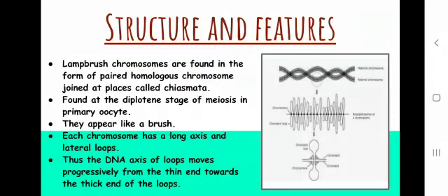Now, structure and features of lampbrush chromosomes. Lampbrush chromosomes are found in the form of paired homologous chromosomes joined at places, and these places are called chiasmata, found at the diplotene stage of meiosis in the primary oocyte, and they appear like a brush. Each chromosome has a long axis and lateral loops. Thus, the DNA axis of loops moves progressively from the thin end towards the thick end of the loops.